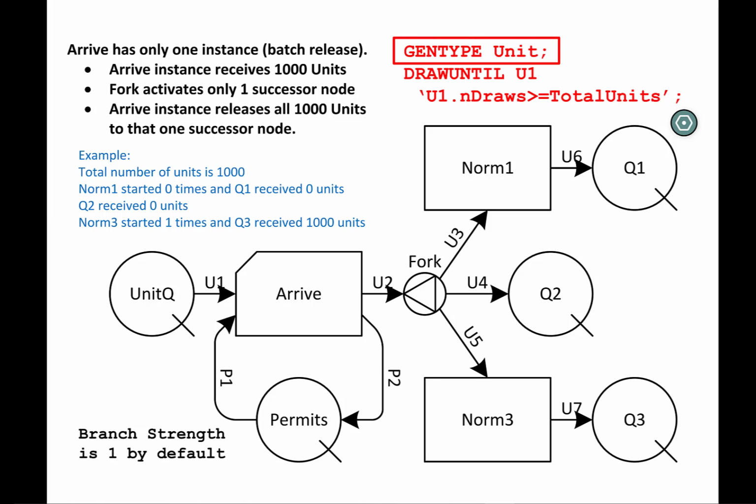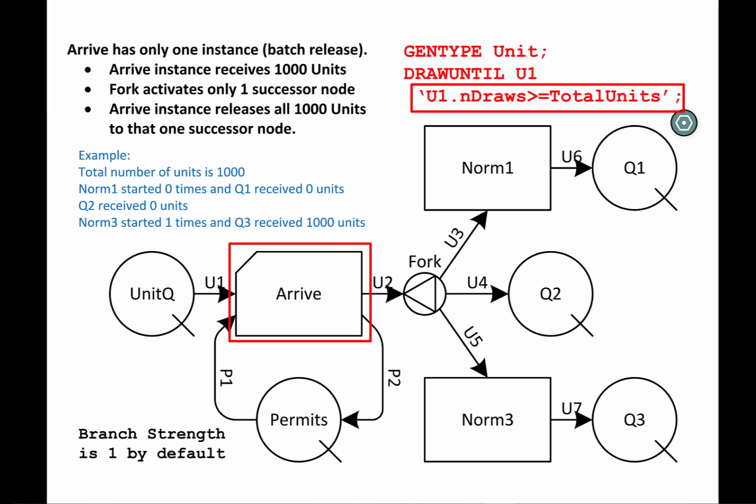This model uses generic resources of type unit. Unit queue is initialized with 1,000 units. The queue permits contains one resource of type permit. The purpose of this resource is to allow combi activity arrive to create instances one after another. The variable total units has the value 1000. The draw until logical expression for link U1 allows that link to draw until the number of draws is greater than or equal to total units, which in this case is 1000.